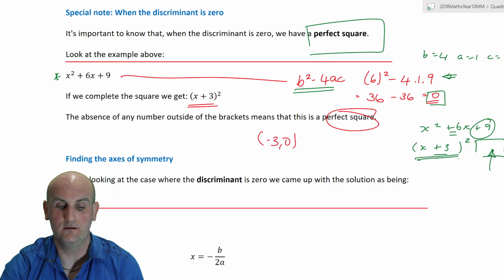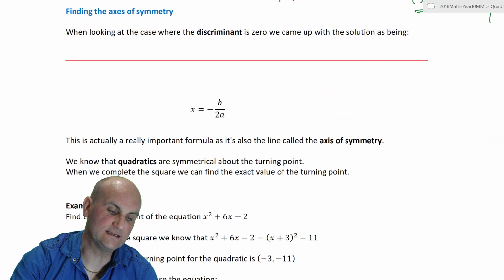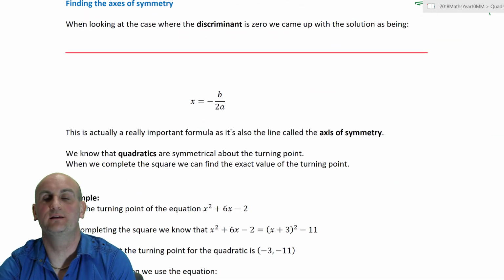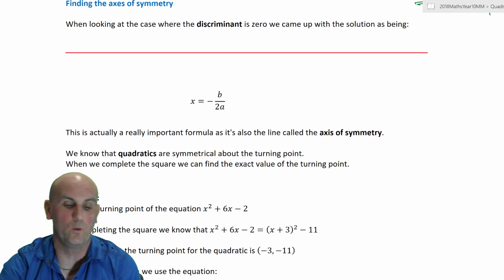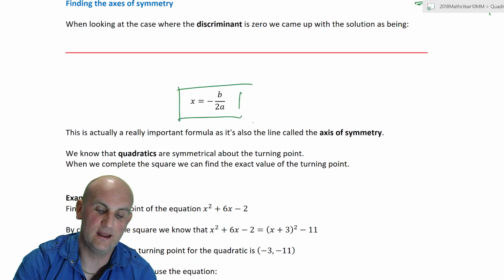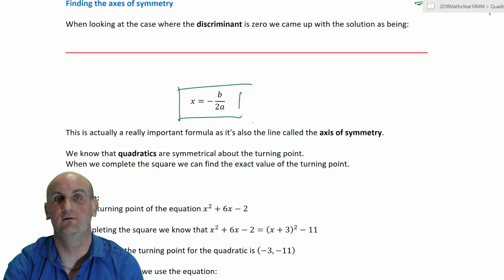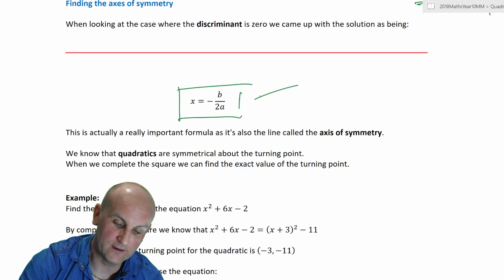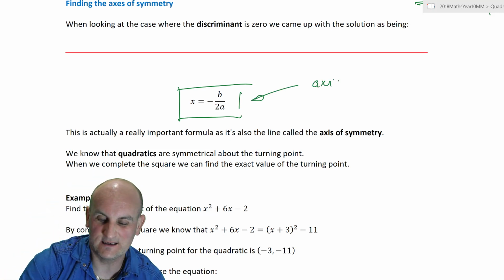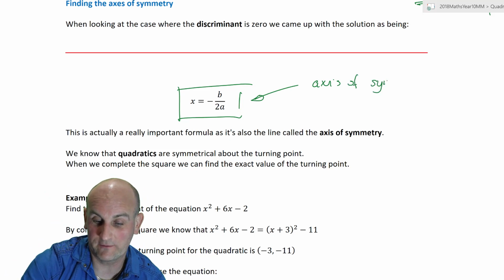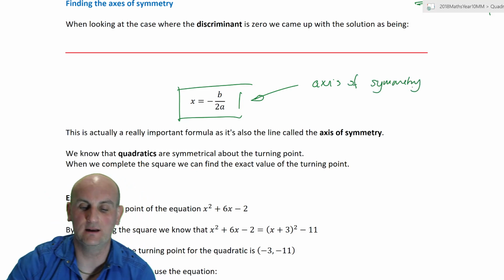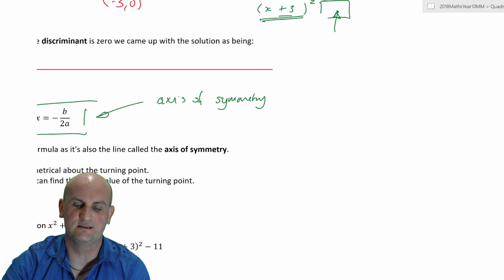Finding the axis of symmetry. When looking at the case when the discriminant is 0, we came up with a wonderful solution. This one here, x equals minus b over 2a. And actually it's really, really important because this here is called the axis of symmetry, or at least it helps us find the axis of symmetry. Now, you're talking about what's this axis of symmetry?